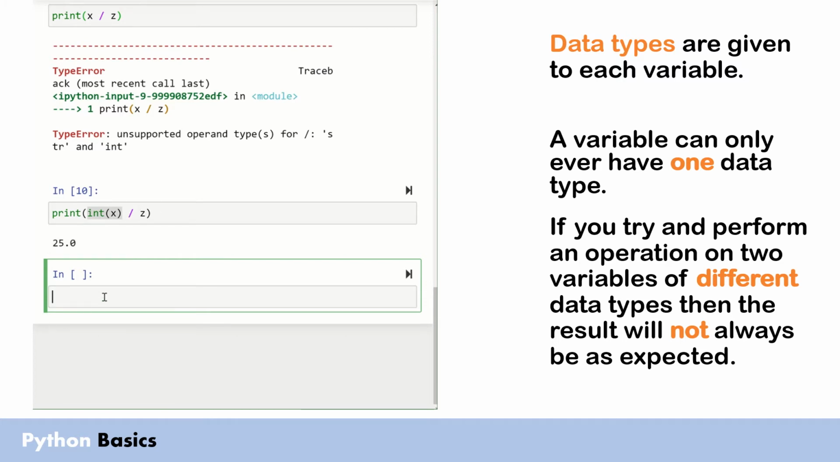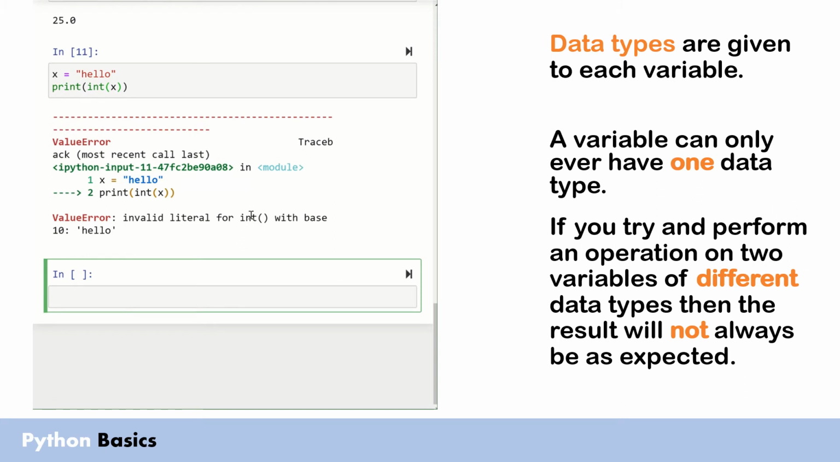The next thing to look at, well, if that works for that, maybe I can do this with hello. Let's try doing that. So let's go x equals hello again. And this time I'm going to go print int x. So I'm going to cast x into an integer and then print the results. Let's see what happens. And I'll get a really strange error.